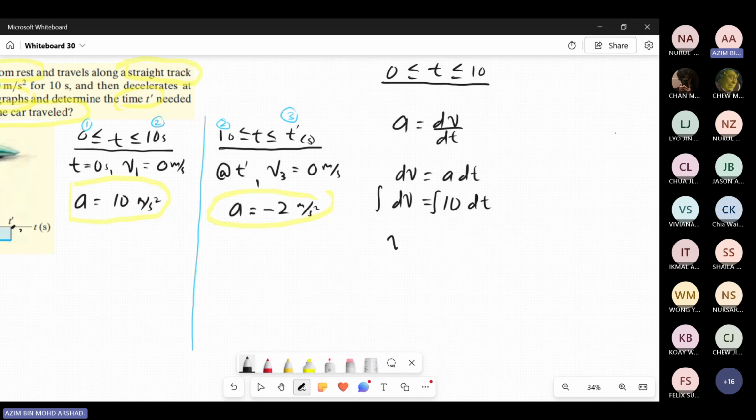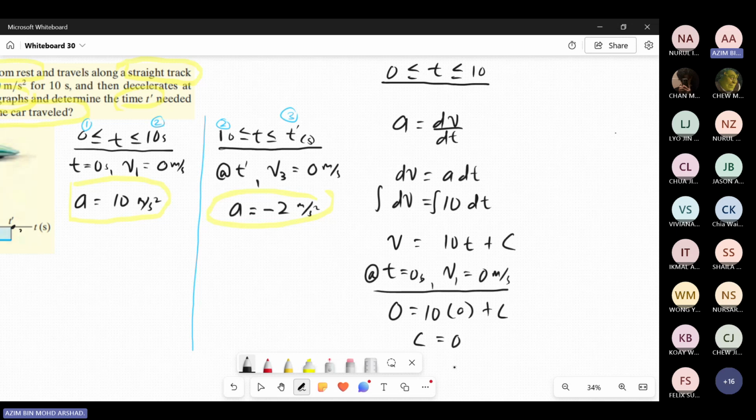Okay, so you'll get v equals 10t plus C. Because we don't have any limits here, we have to add plus C. Now we need to find C. How can we find C? From the initial condition right here. This is our initial condition. At t equals 0 seconds, v equals 0 meters per second. So we substitute these values into our equation. We'll get 0 equals 10 times 0 plus C. So we get C equals 0.